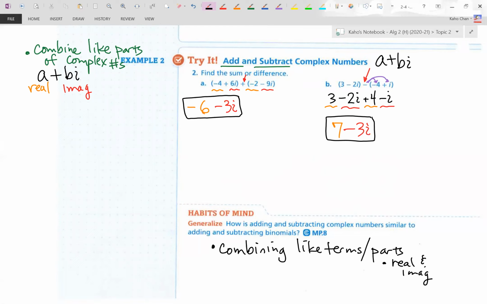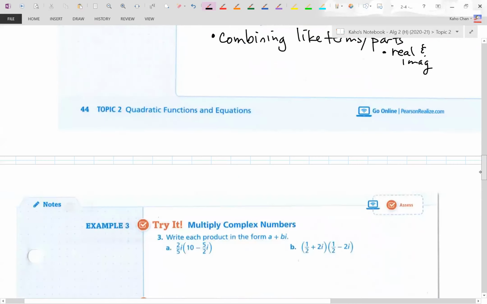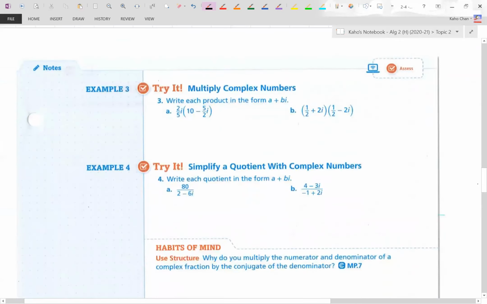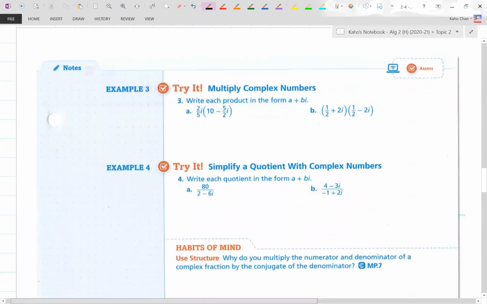All right, now it gets a little more complicated. We're going to be moving on to multiplication and division next, okay? Take a deep breath. Here we go, next page. This is a lot lengthier. All right, page 45.